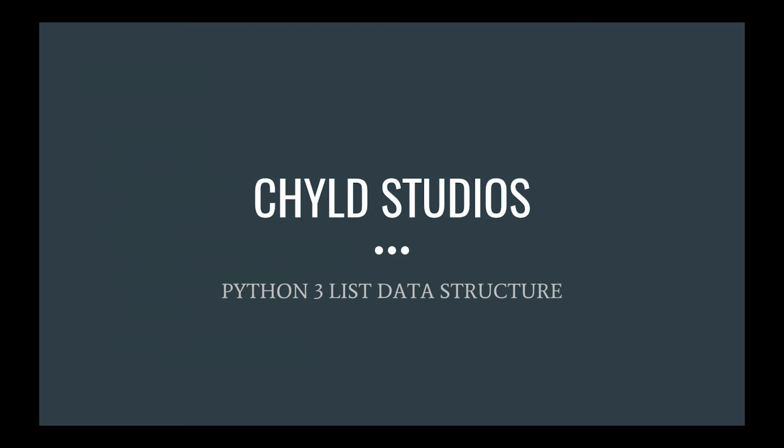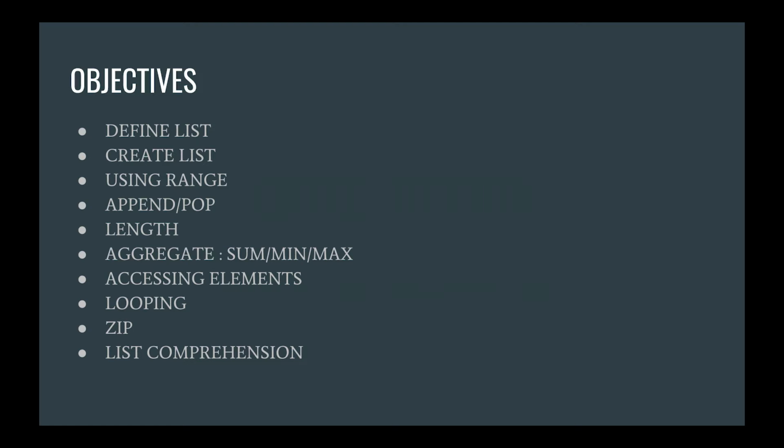In today's video, I'm going to be talking about the Python 3 list data structure. The objectives for this video are: I'm going to define what a list is, show you how to create a list manually, show you how to create a list using the range data type, show you how to add and remove items from a list using append and pop, how to get the length of a list, how to perform some aggregate statistics such as sum, min, max of a list, how to access different elements in a list, how to loop over it, how to zip up multiple lists and work with that, and then finally how to do list comprehension.